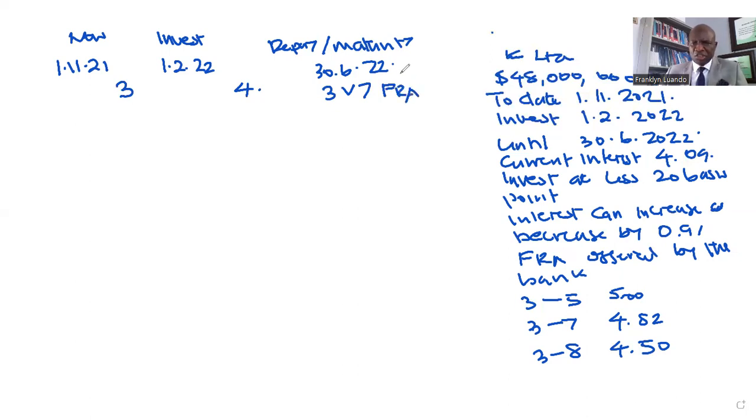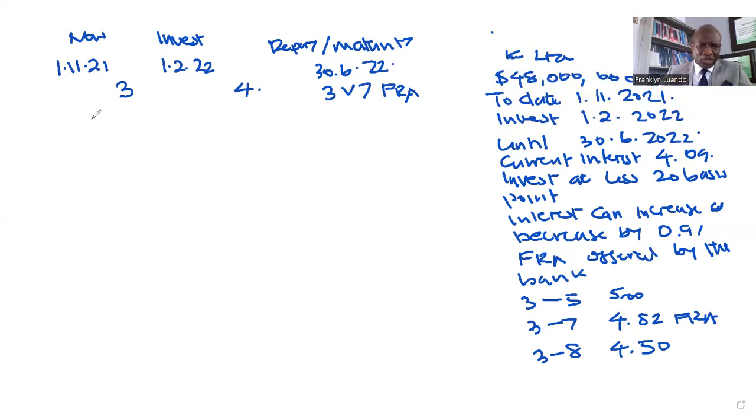So which means you need to check here. So 3 to 7. So the FRA to be used in this question is 4.82%. That is very important. And in most cases, students have challenges to determine that. So now there are two situations. What would happen if the interest increases?